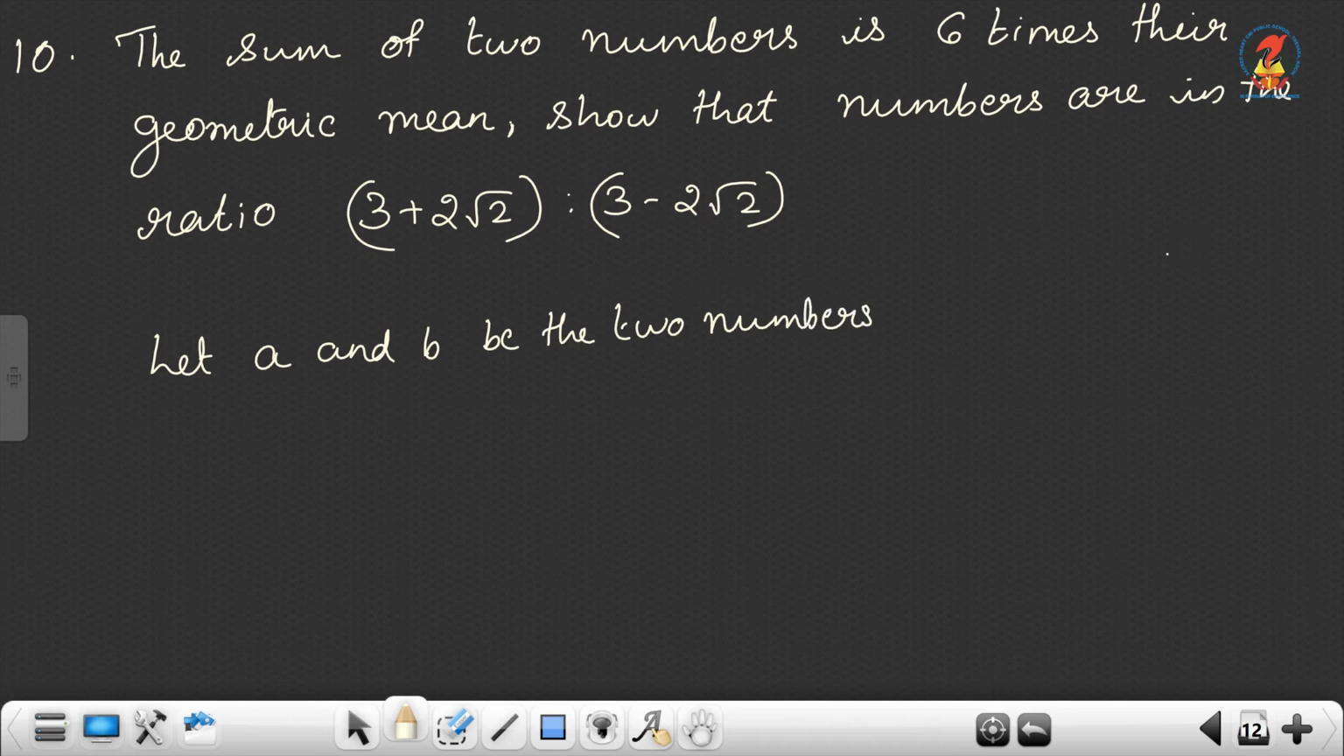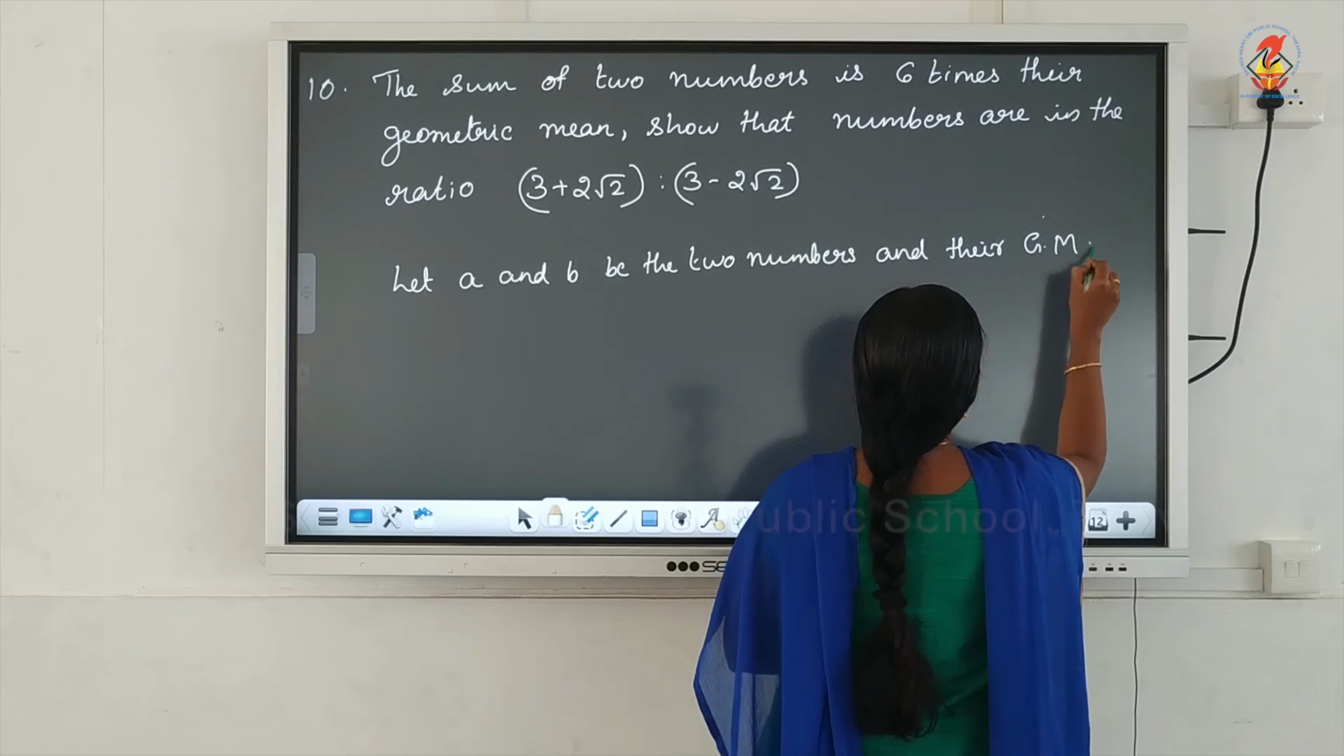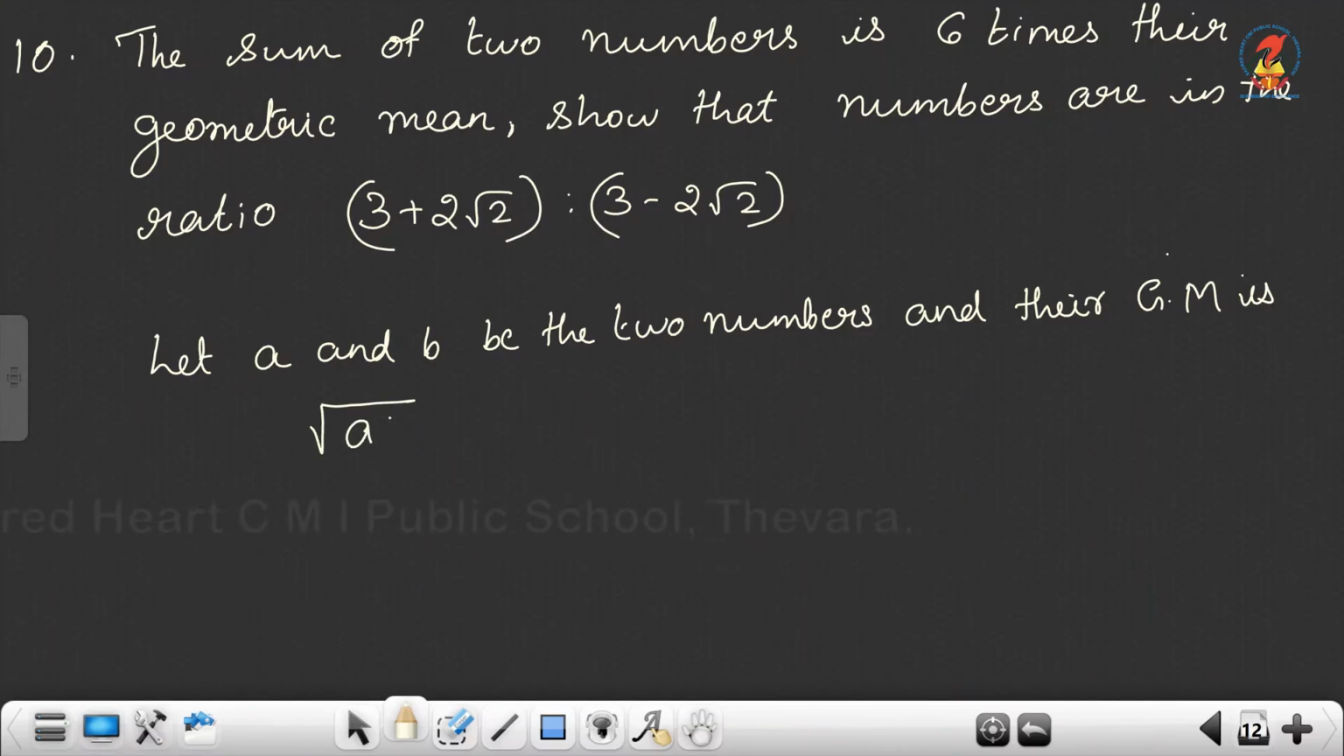What is their geometric mean? Geometric mean between two positive numbers. So, here you have to consider positive numbers. For positive numbers only the geometric mean is defined, and if A and B are two positive numbers, their geometric mean is defined as √AB. Okay. So, what is given in the question? The sum of these two numbers is 6 times their geometric mean. This is given.